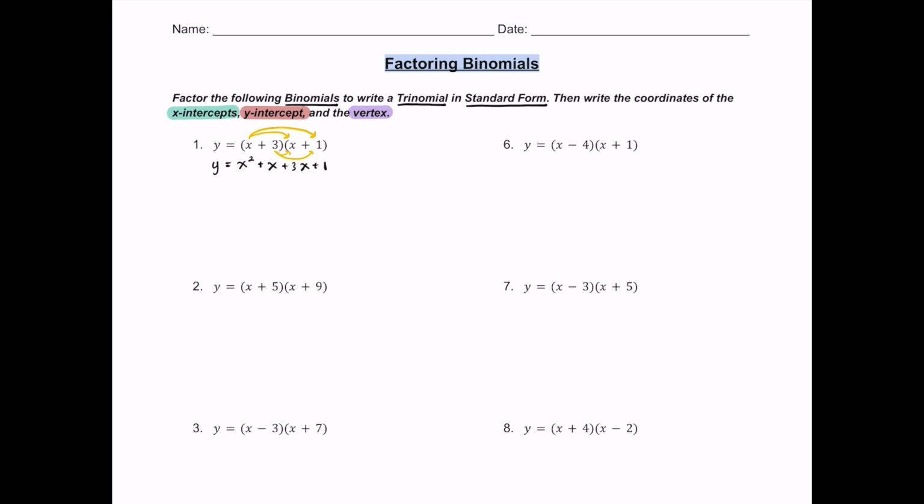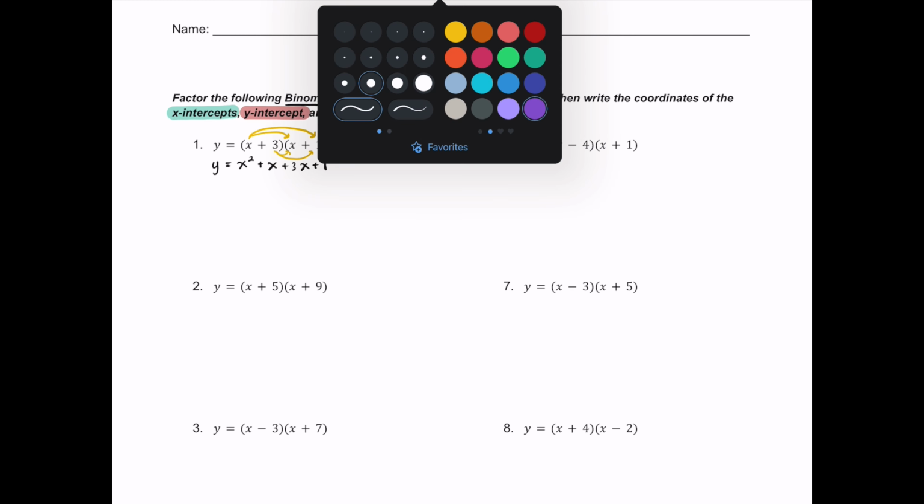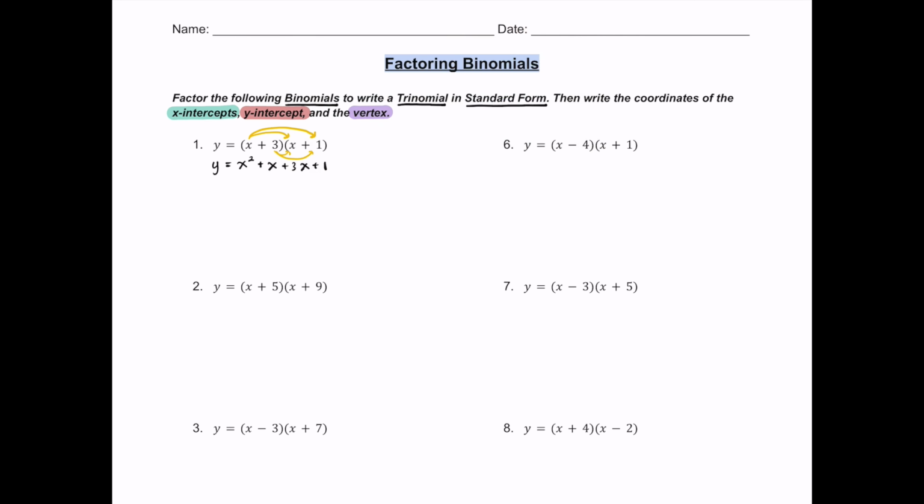In the middle here, we're going to notice that we can combine some like terms. So we can combine those and say that y is equal to x squared plus 4x plus 3. This right here would be the trinomial form of this quadratic. We basically turn it from factored form into this standard form. It's a trinomial.